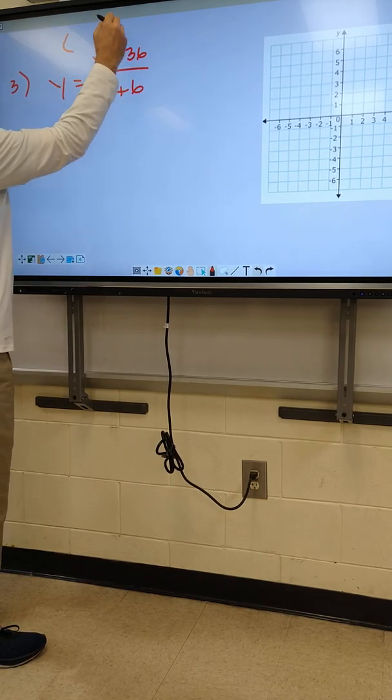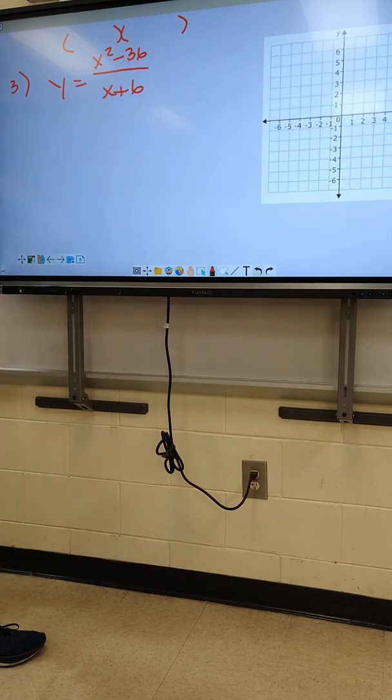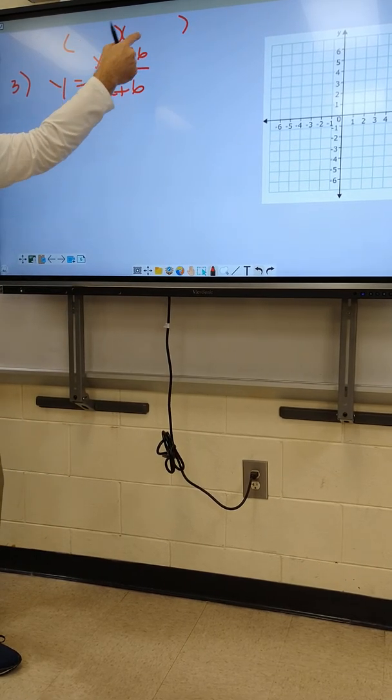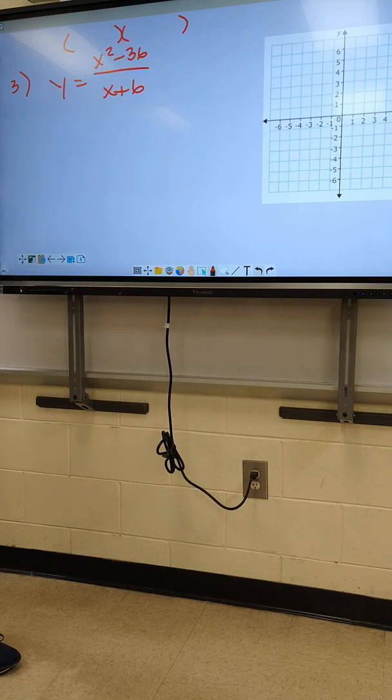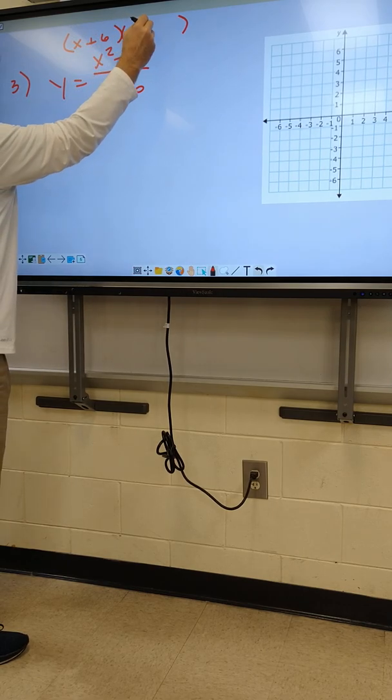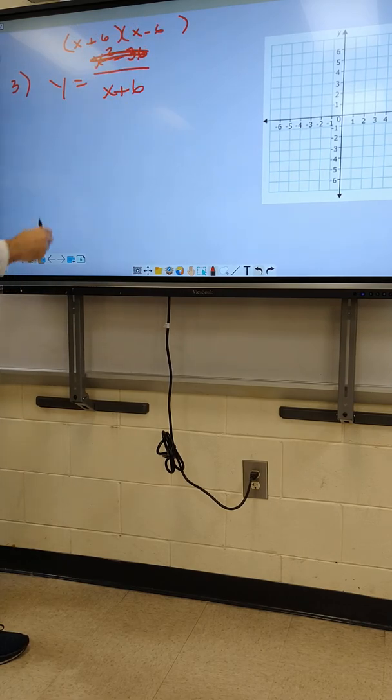All right, look, we've got to factor number 3. This is the first time we've had one where the top would factor. Do you guys remember how to factor that? Y'all did it last year. What's the square root of 36? 6. So I got x plus 6 and x minus 6. You guys had that last year. That's called a difference of squares. All right, so when the top will factor, we got to do it this way.